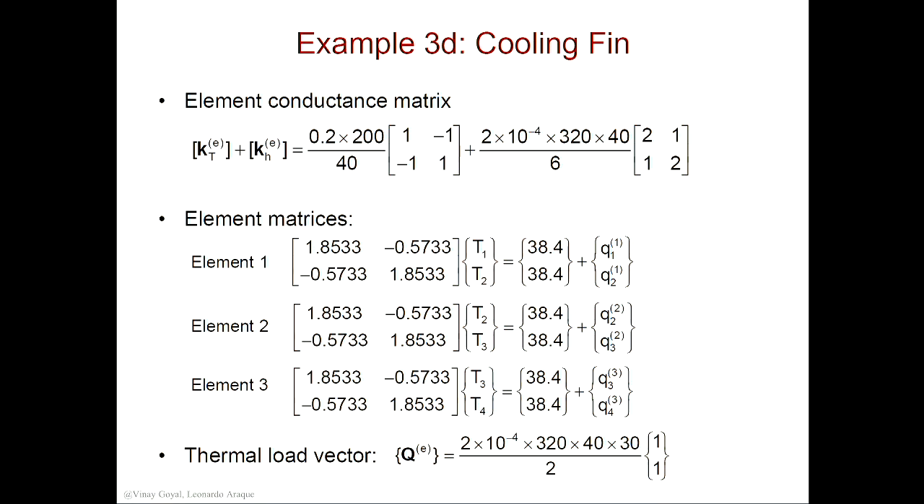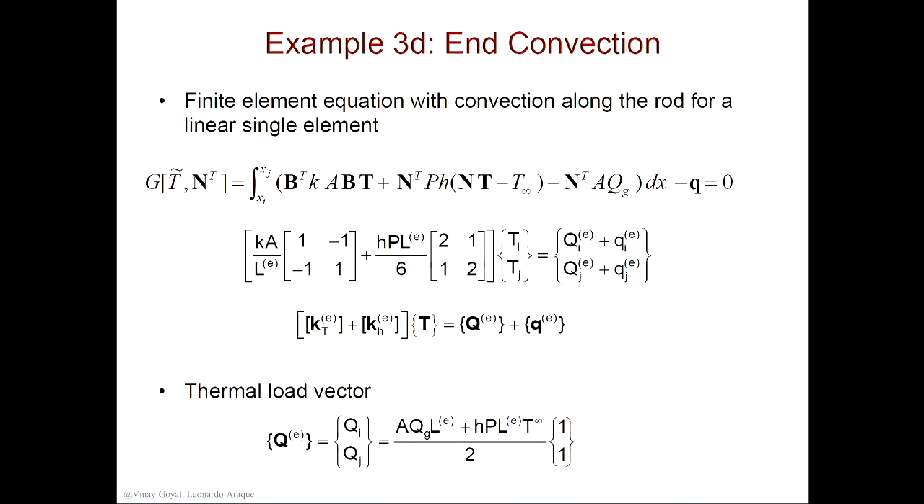And then here, what you see is the 38.4 is coming from this term here. It's coming from this term, N transpose pH T infinity. When that goes to the other side, that's where the 38.4 is coming from. And on the left-hand side, I'll just plug in these numbers. That's all I did, just plug in these numbers.